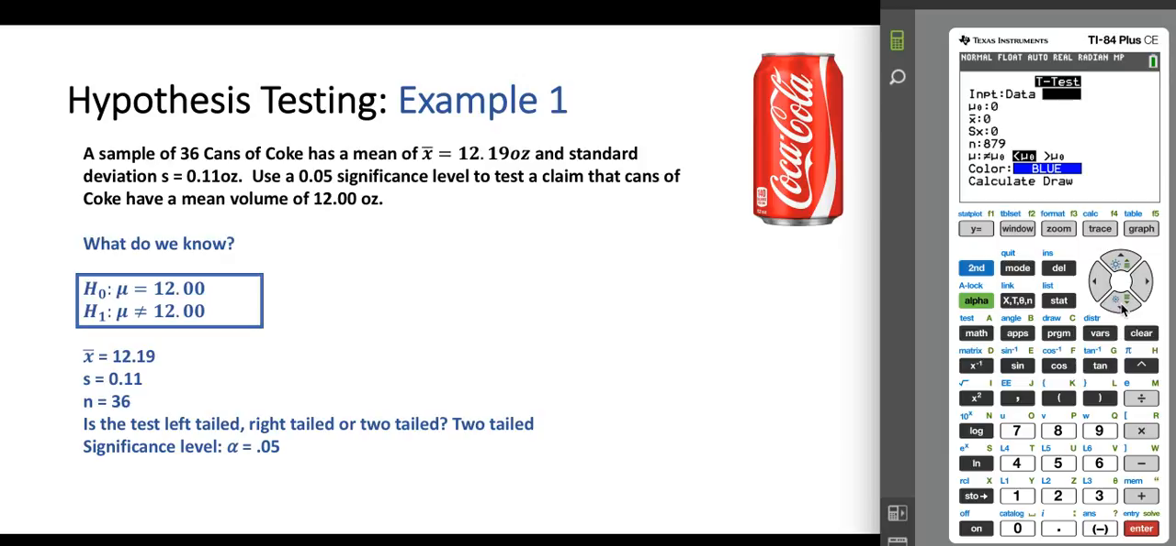So we're going to submit these statistics. The mean that we are testing for is that the mean is equal to 12. The sample mean is 12.19. The sample standard deviation is 0.11. The number in our sample is 36. And this is a two-tailed test.